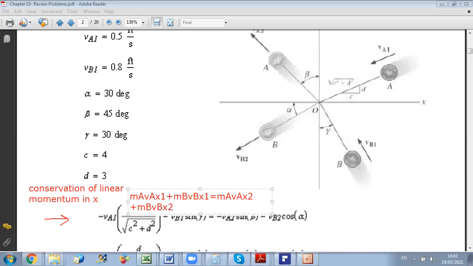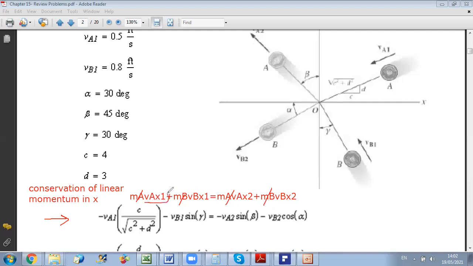So this is the conservation in X. Now, since the mass equal MA and MB, we can do a simplification of the mass. So we have VAX1 plus VBX1 equals VAX2 plus VBX2. Now let us replace each component.